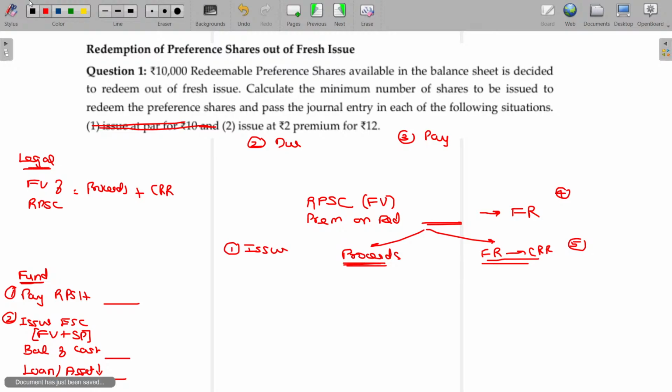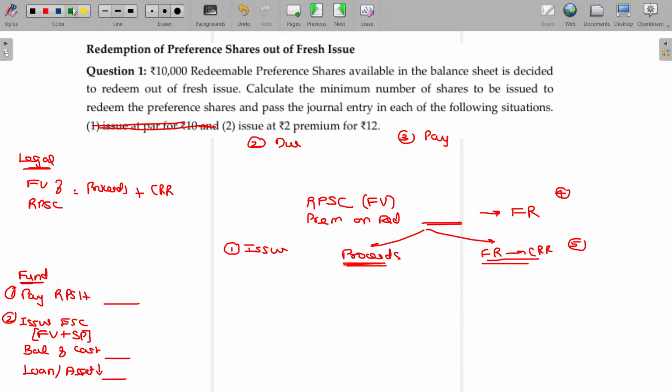You have to repay the redeemable preference shareholders' funds. How can you repay? By issuing fresh shares, we can collect the money, or you have to transfer the free resource to CRR. Legal requirement being the face value of the redeemable preference share capital should be equivalent to the proceeds plus CRR, and cross verify whether the fund is also available. These are the steps you have to make available.